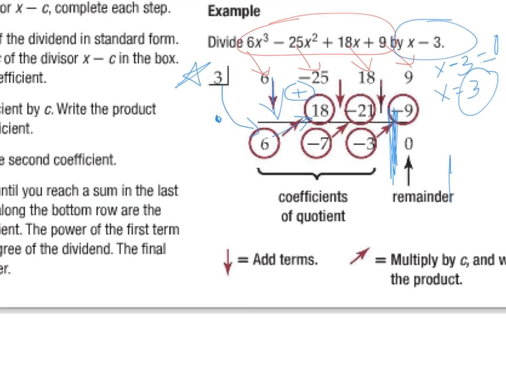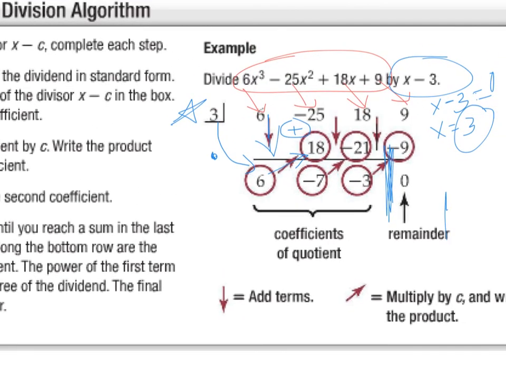And so how I do this then to write my answer would be to say, well, that's going to be 6x squared, which happens to be 1 less than the x cubed that it started with. And then this is going to be -7x and -3x to the 0.